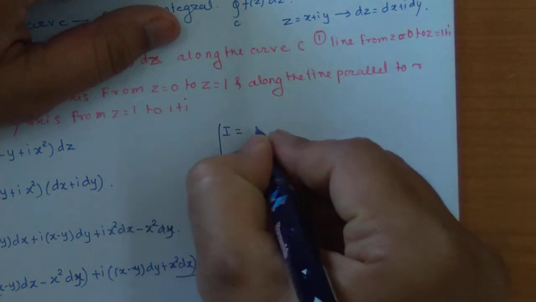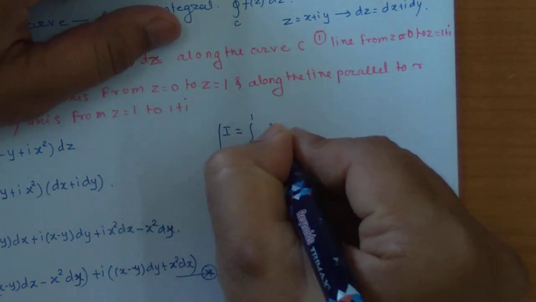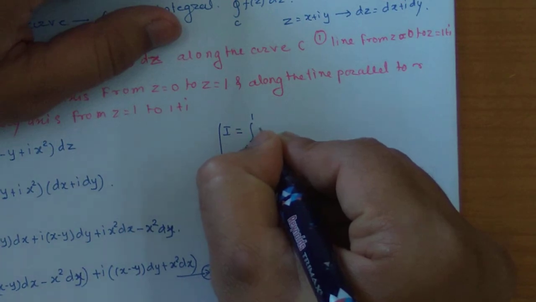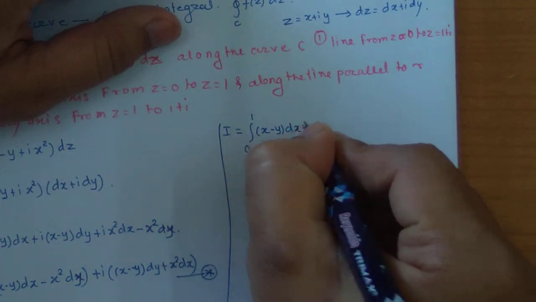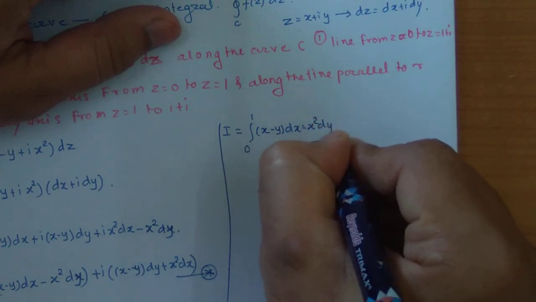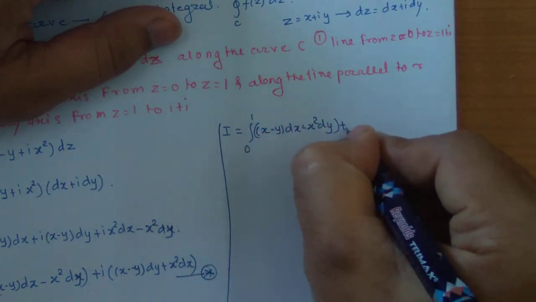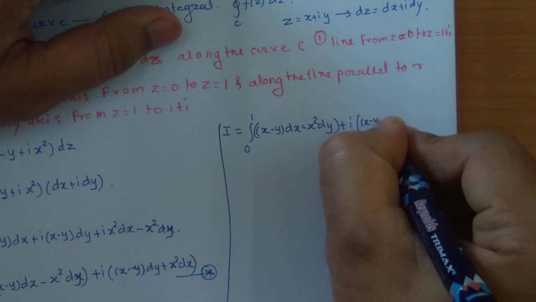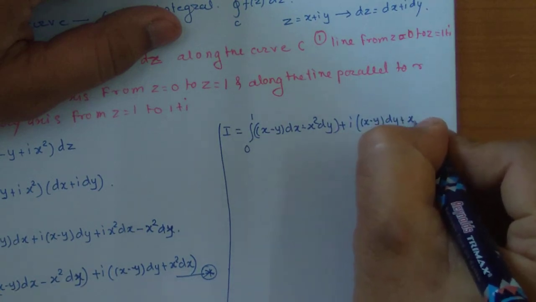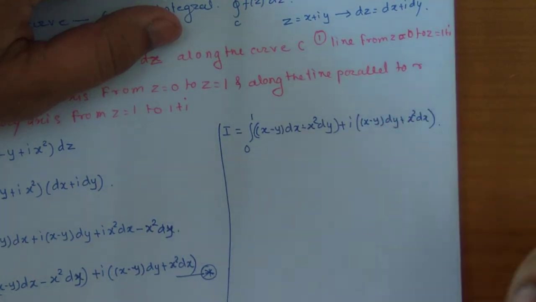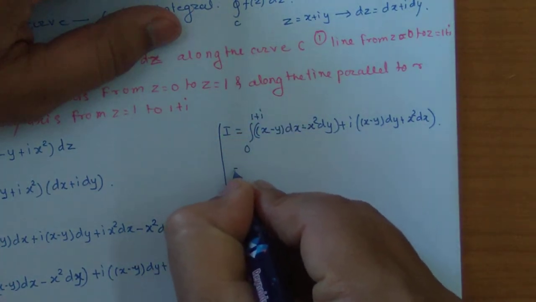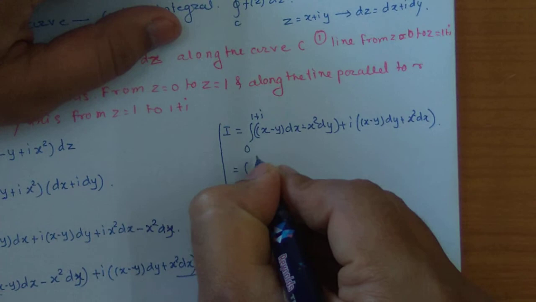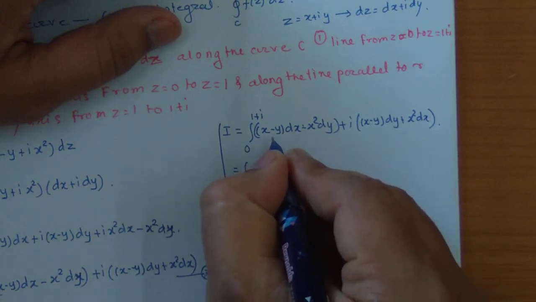Integral I is equal to integration from 0 to 1. I write the integral first: (x minus y) dx minus x square dy, plus i times (x minus y) dy plus x square dx. This is actually our y. Now here I am going to substitute x is equal to y is equal to x.